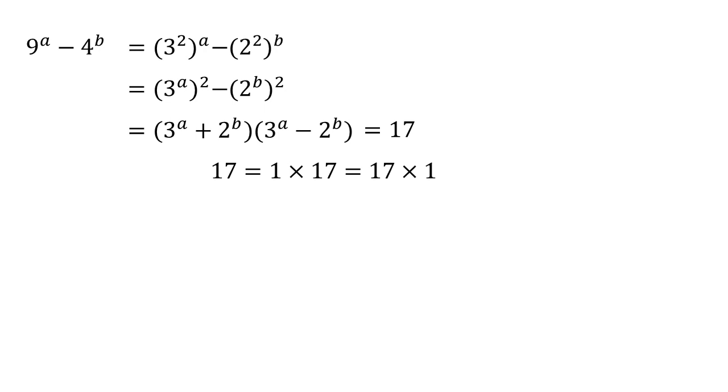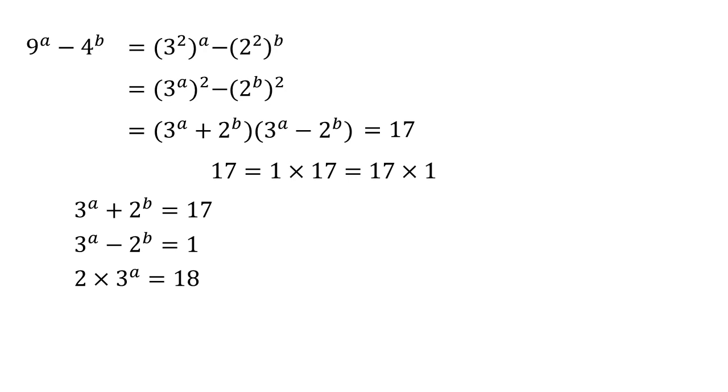Looking at those two brackets, they've got the same numbers, as one is adding together. We know they're going to be positive because 3 and 2 are positive. Our left-hand bracket with the addition must be 17, and the right-hand bracket with subtraction must be equal to 1. We've got a couple of simultaneous equations now. If we were to add those two equations together, the two b's would cancel out. We'd end up with 2 lots of 3 to the a, and then the 17 plus the 1 gives us 18.